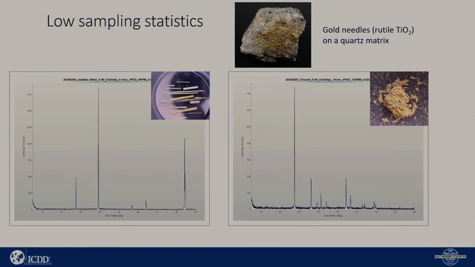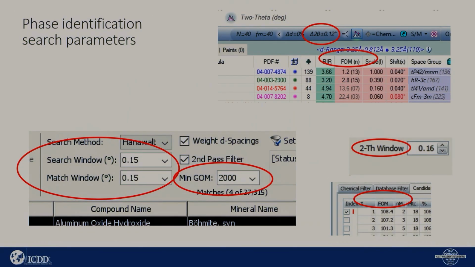If you try to do phase ID, you'll never get the identification, and the reason is because it's random particle statistics. It's not even preferred orientation. It's just random statistics. If you grind it up and make a powder out of the material, you get a very nice pattern for rutile TiO2. So sample preparation as well as your data collection are critical.